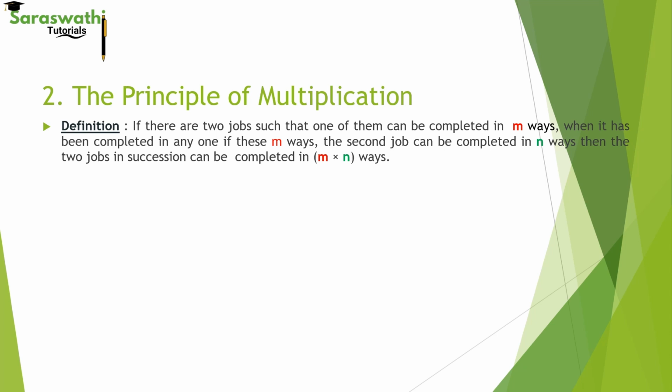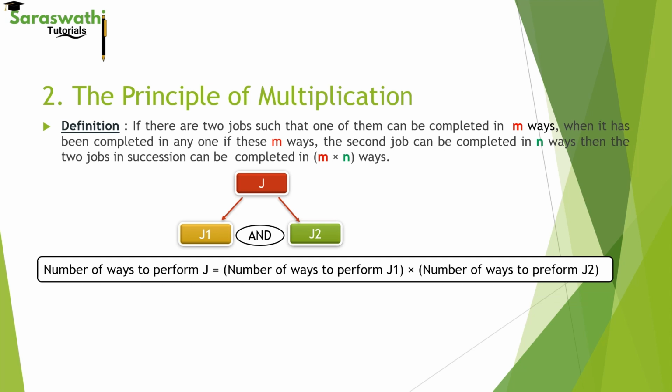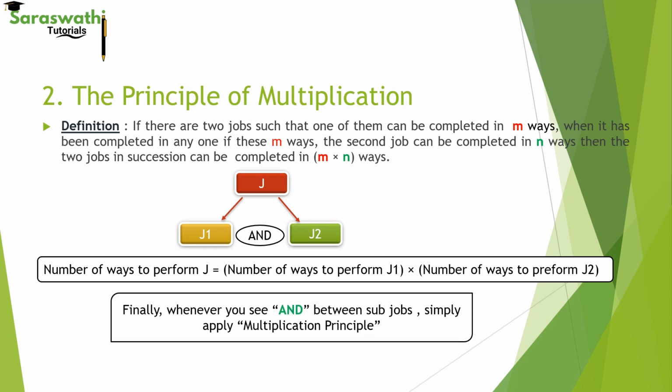The diagram represents the principle of multiplication. Suppose J is the primary job, and J1 and J2 are subjobs. The primary job J is said to be completed only when both subjobs J1 and J2 are completed in succession, meaning they must be performed one after another. Therefore, the number of ways to perform J is equal to the product of the number of ways to perform J1 and the number of ways to perform J2. Finally, whenever you encounter the word and between the subjobs, you should directly apply the multiplication principle.